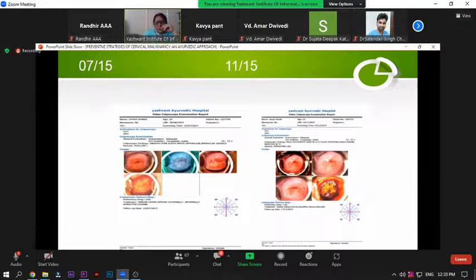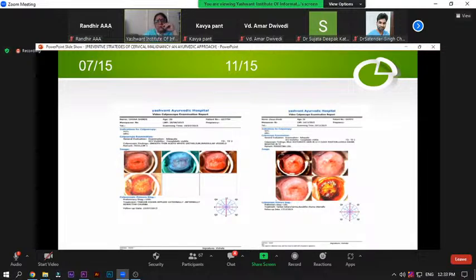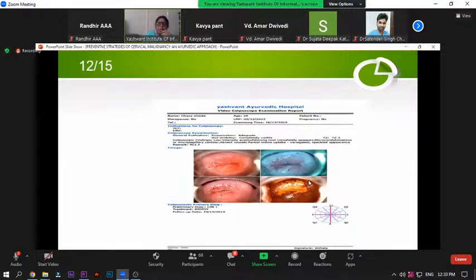This is one case with a pre-malignant lesion treated with the same protocol that I have given. You can see the first picture is from July, then slowly the response after 6 months of the treatment. And finally, this is the final picture after complete freedom from CIN1. This is in December 2015, almost 7 months after the treatment.